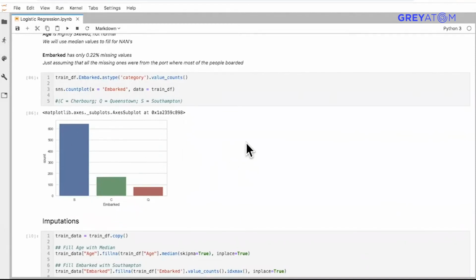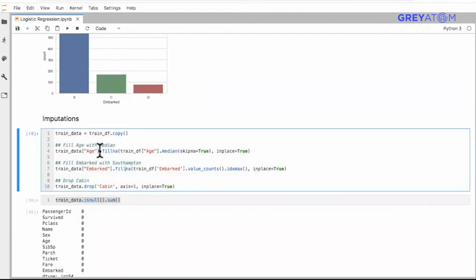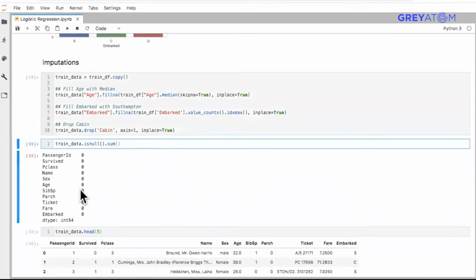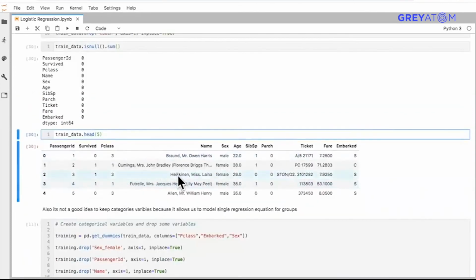just boarded in Southampton. So looking at the imputation here, I am filling age with median, filling embarked with the maximum value count, that is Southampton, and I'm dropping cabin because I couldn't impute cabin, right? So now if I run the same thing again, I don't have any missing values in my data. And the data looks like something like this.